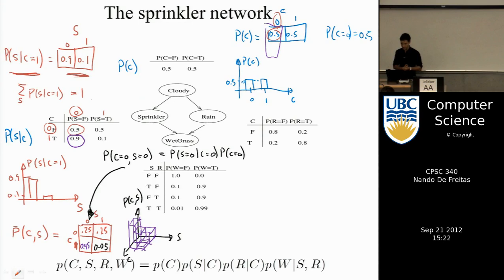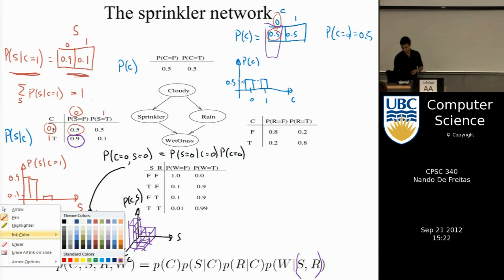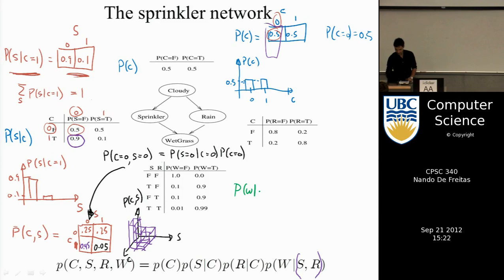One other thing of syntax that I mentioned before, but it's probably worth mentioning: you should read this as P of W given S and R together. The given operator has precedence. So when I say given, I'm basically slicing a table. And the same is true for all tables. So if I say P of W given S equals 0 and R equals 1, I will get a table of W equals 0 and 1. It's a distribution of W only. Again, it sums to 1.